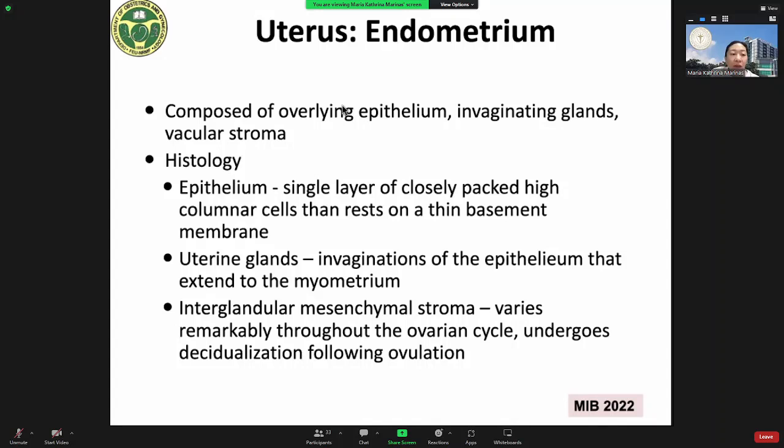The inner wall or the endometrium is composed of overlying epithelium, invaginating glands, and very vascular stroma. It is the mucosal layer which lines the uterine cavity in a non-pregnant woman. And the thickness of the endometrium varies depending on the cycle of the menstrual cycle. It is composed of the surface epithelium, invaginating glands, and interglandular mesenchymal stroma.